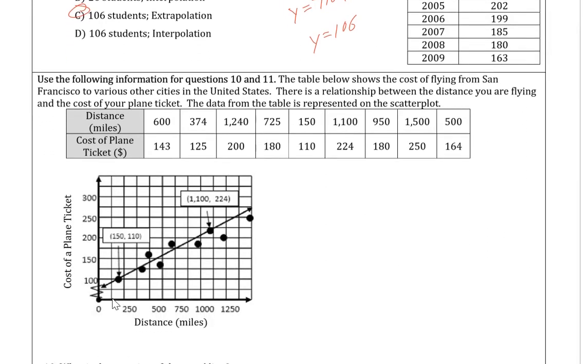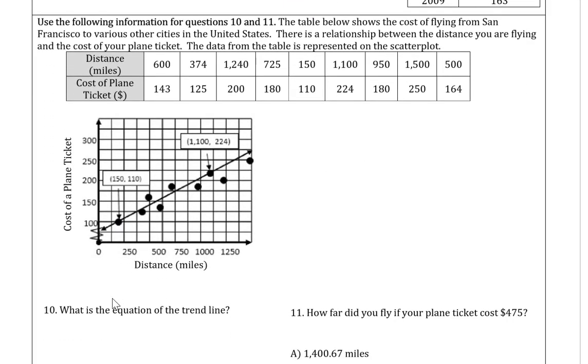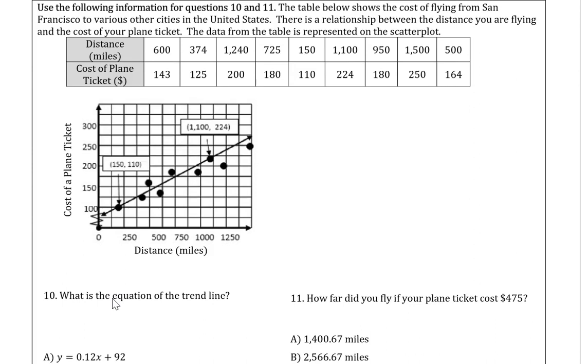All right, moving on down, we have a table with some points plotted. We want the equation of the trend line. They tell us which 2 points to use. So here I have x1, y1, x2, y2. I'm going to find my slope. I'm going to use my y1 minus 224 over 150 minus 1100. Open up a calculator for this one.